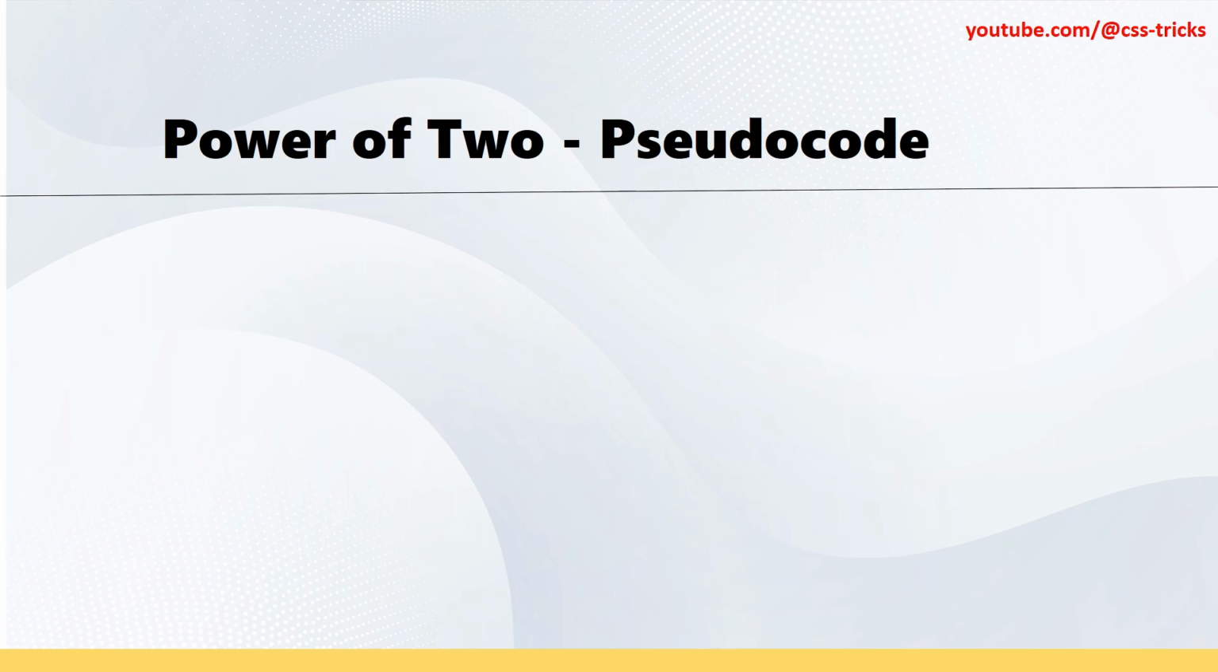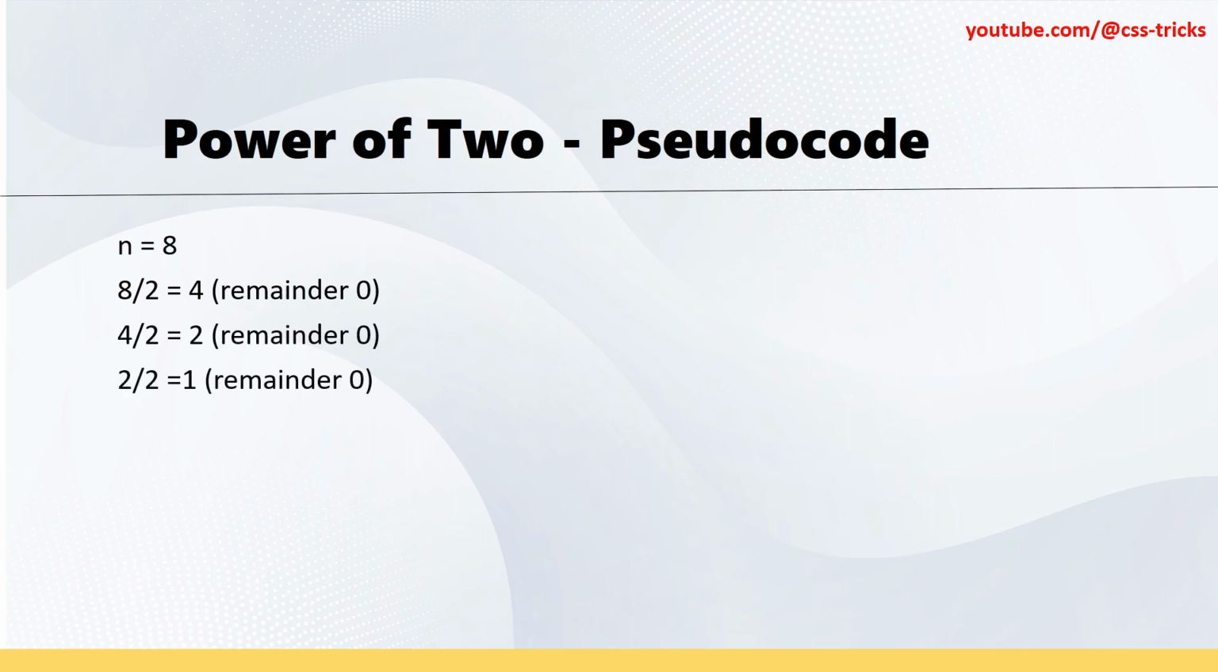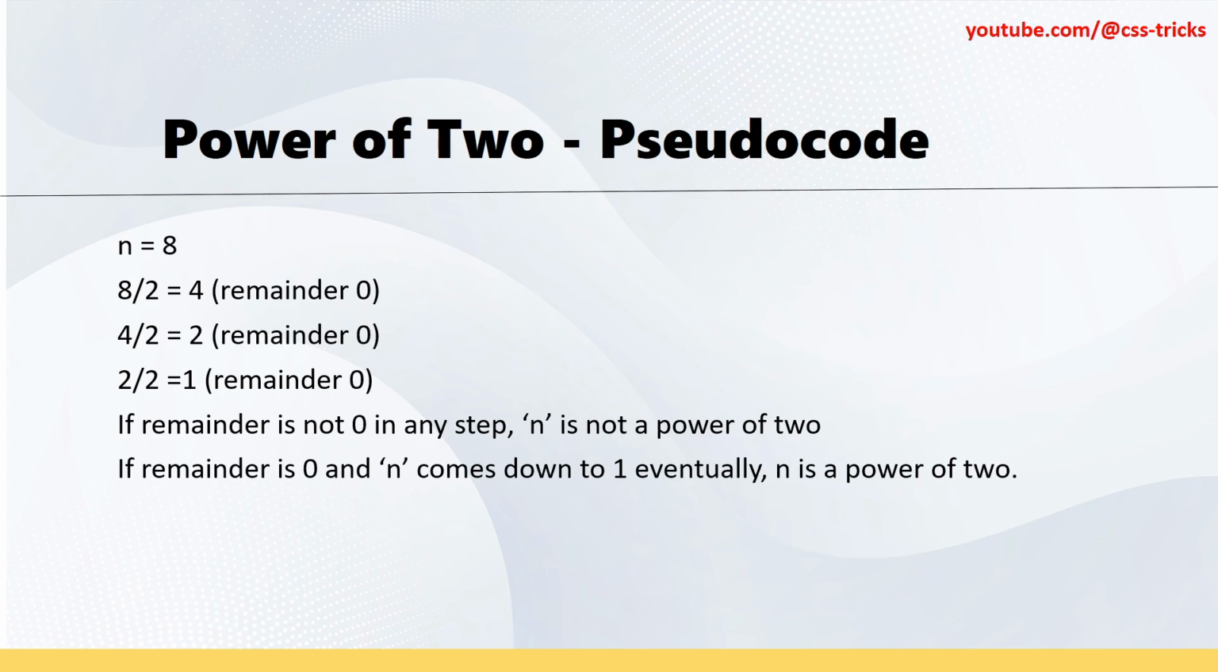Before we write the code, let's understand how we should go about this in pseudocode. Let's take n is equal to 8 as an example. What we are going to do is repeatedly divide 8 by 2. So 4, then 2, and then 1. At each step we check if the remainder is 0. If at all the remainder is non-zero, we can return false and safely say it is not a power of 2. If the division continues and the number comes down to 1, we say it is a power of 2. If you have understood this, let's write the code.